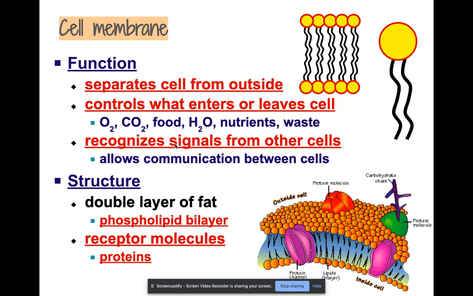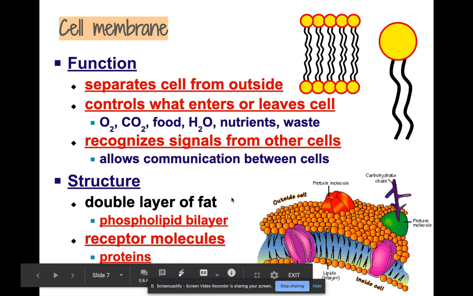So why is this important? Well, if something enters your body which shouldn't be in there, these cells recognize and can send signals to each other that there's an invader inside of the cell. That then can trigger your immune system to respond with antibodies and will protect you. The structure of the cell membrane is made up of a double layer of fat called the phospholipid bilayer, and it has these receptor molecules called proteins. And these proteins here allow for communication, and they also allow for molecules to enter into and out of the cell.